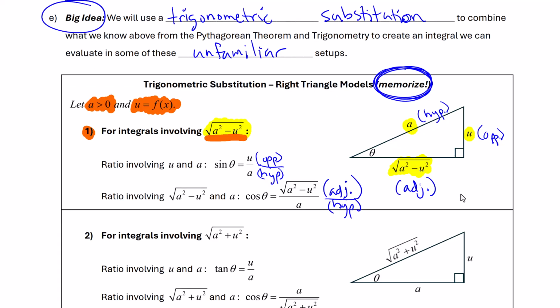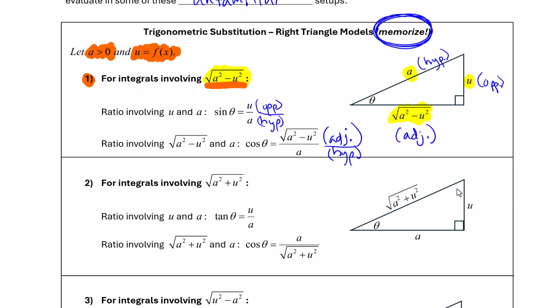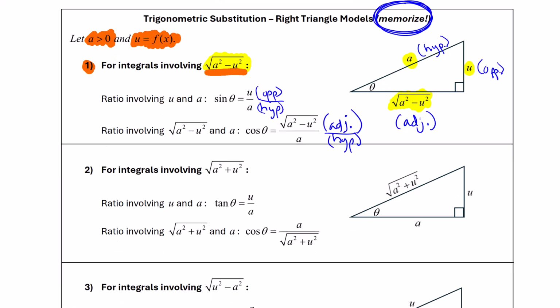Now that's just our first model. How are we going to use it? Well, again, we'll see that shortly. Let's go on to the second one. We only have three. So secondly, now for integrals involving the square root of a squared plus u squared, notice that's a bit different. We had a squared minus u squared in the first model. Now we have a squared plus u squared underneath the radical for this second model.